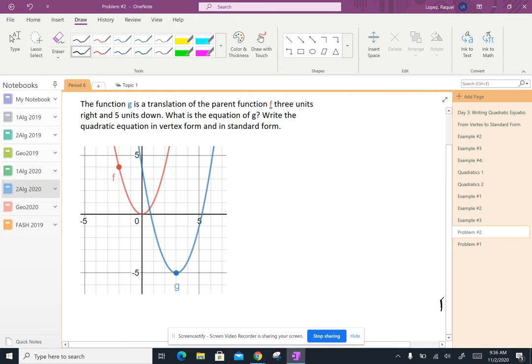So let's go ahead and get to it. The problem reads, the function g is a translation of the parent function f, 3 units to the right and 5 units down. What's the equation of g? And then they want us to write the equation in vertex form and in standard form.